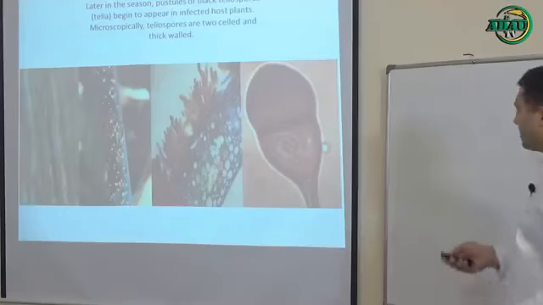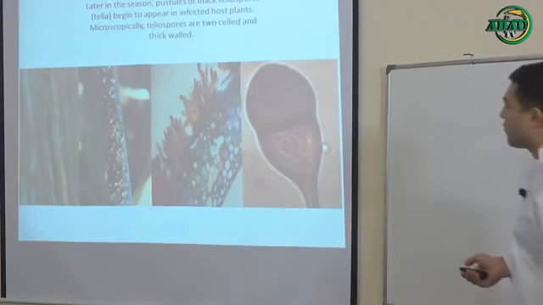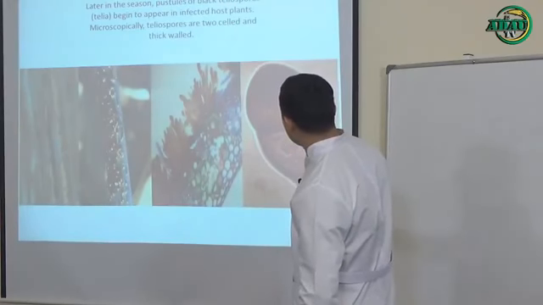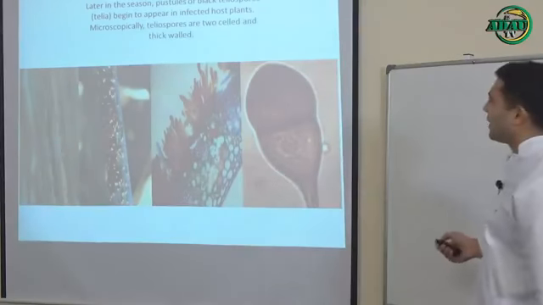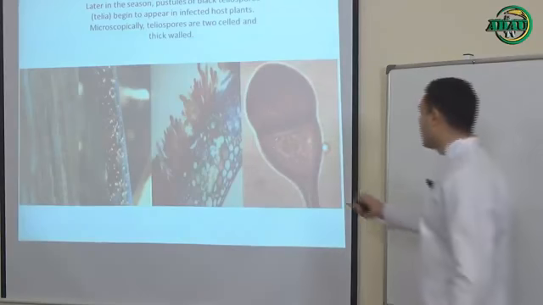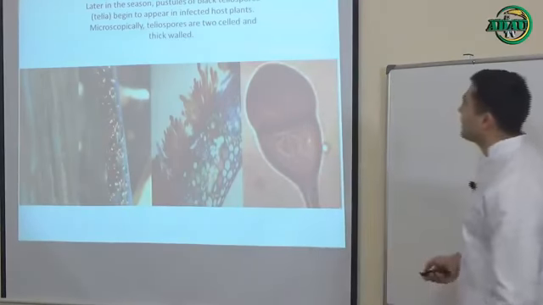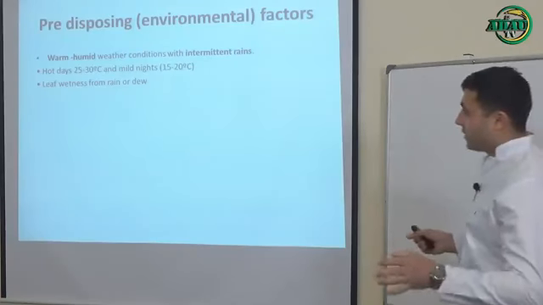So you can see in this picture one from late in the season, the late-season pustules with black teliospores. Just take care about this point here in wheat. So for the infection of plants under the microscope, teliospores are two-celled. You can see here two-celled and thick-walled. Next, environmental factors and environmental conditions.